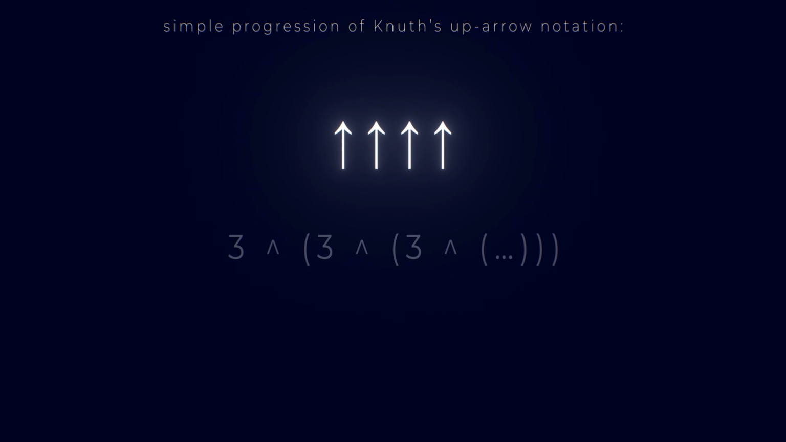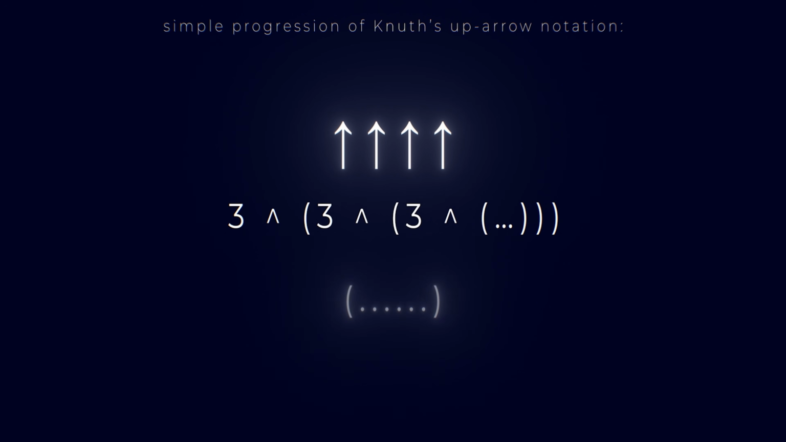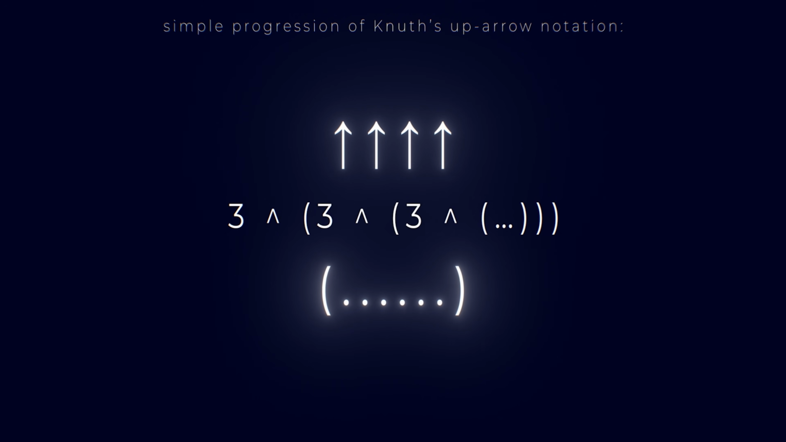With 4 arrows, 3 quadruple up 3, we start with the result of 3 triple up 3, which as we saw is already an unimaginably large number. Now we take 3 and raise it to the power of that entire result. This recursive structure builds a number so vast that it's beyond anything we could realistically write down or even imagine.